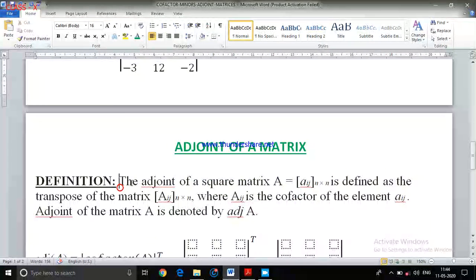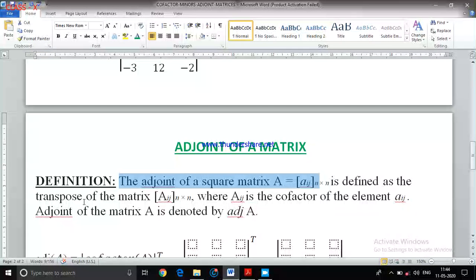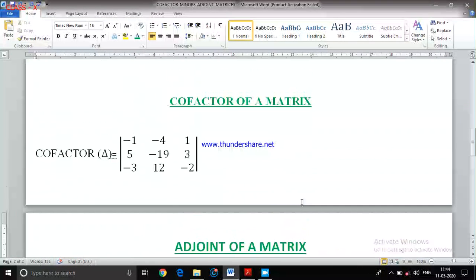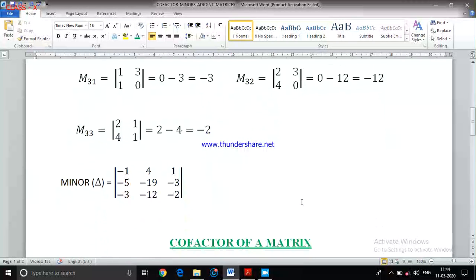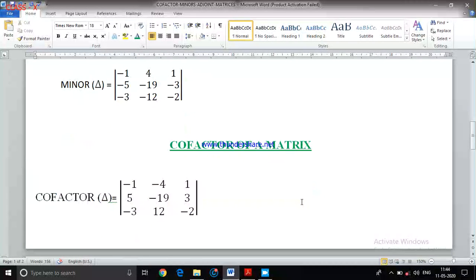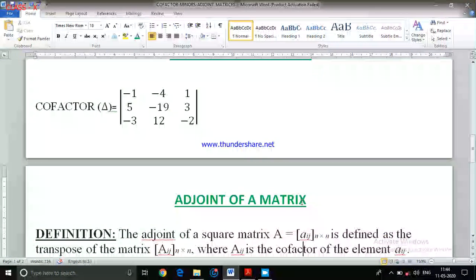The adjoint of a square matrix A (n by n) is defined as the transpose of the matrix of cofactors, where Aij is the cofactor of the element. So if you want to find the adjoint of a matrix, first you have to find the minor of each and every element. After finding the minors, you have to find the cofactor matrix. After finding the cofactor matrix, take the transpose of that one.